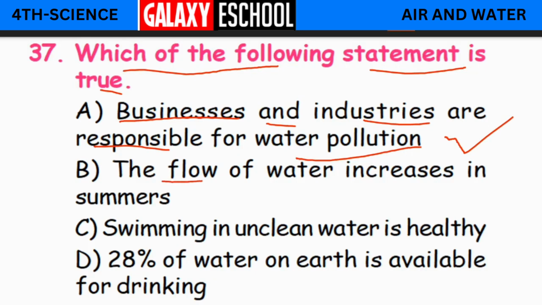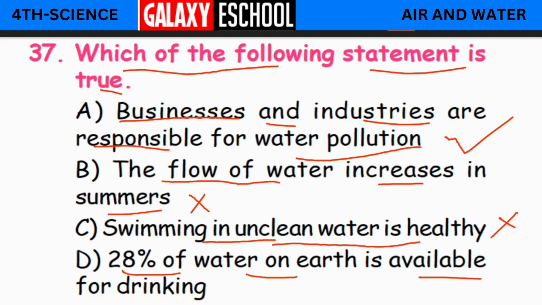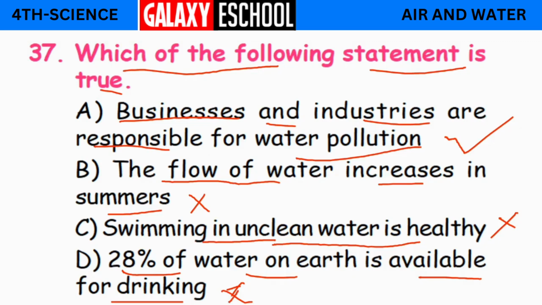And the second one is the flow of water increases in summer. No, this is not true. In summer we will be having less water. The flow of water is not going to increase. Swimming in unclean water is healthy. Is it true? No, this is also a wrong statement. And 28% of water on earth is available for drinking. This is also wrong. So how much percent is available on earth for drinking purposes? Only 1%. So that is why A is our correct answer.